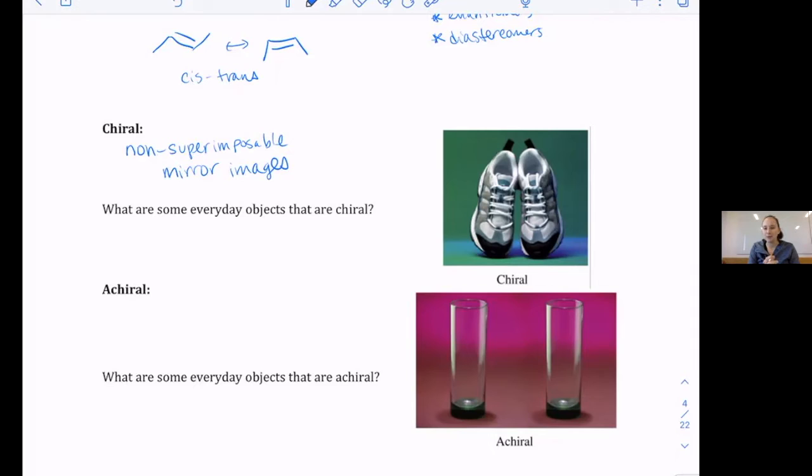shoe. I mean, there are probably some shoes out there, like some ballet flats. Actually, my ballet shoes when I did ballet growing up were achiral, because those shoes did superimpose. So let's define achiral and then go back and talk about more examples. Achiral things are where the mirror images are superimposable. So it means that they're the same.